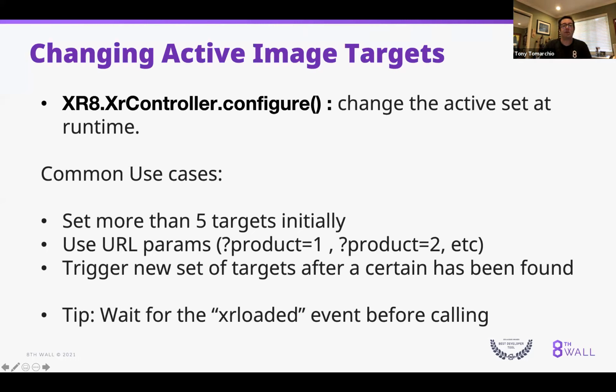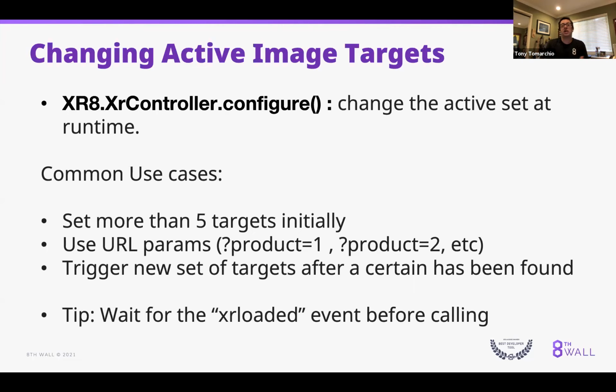Really, when you call this or how you call this, again, this is one of those scenarios where you can implement your own custom game logic. So maybe you have a book and users are going to read through the book from start to finish. Well, let's say it's a 500-page book. I can't activate 500 image targets at once. I can only activate the first 10.